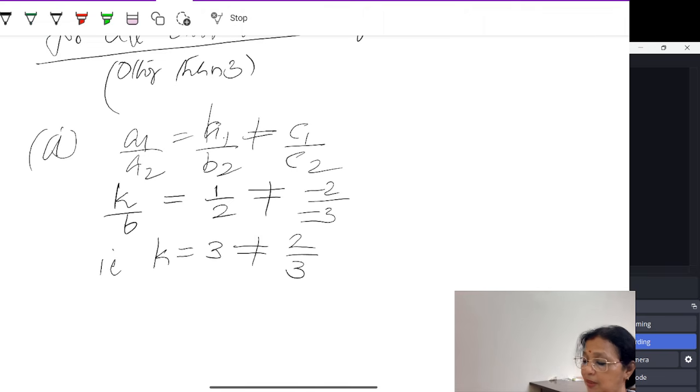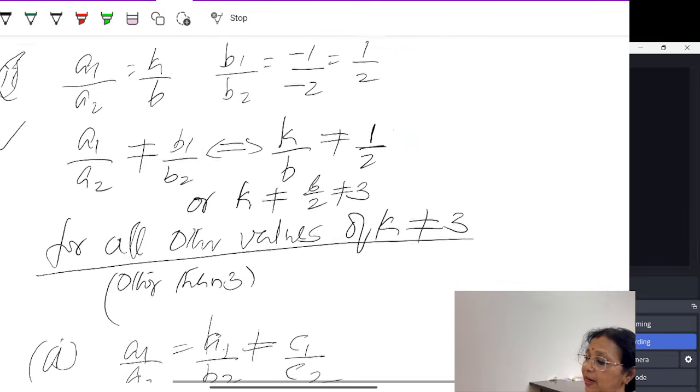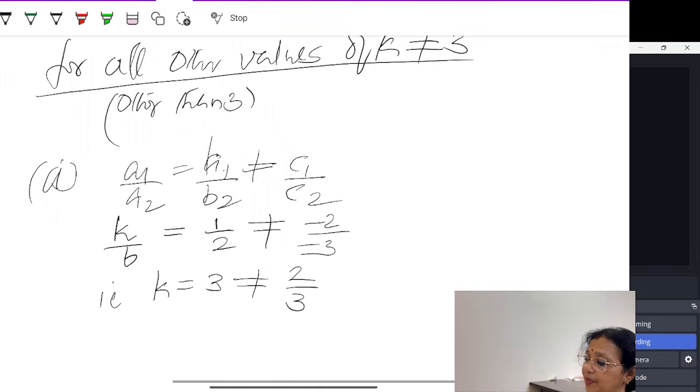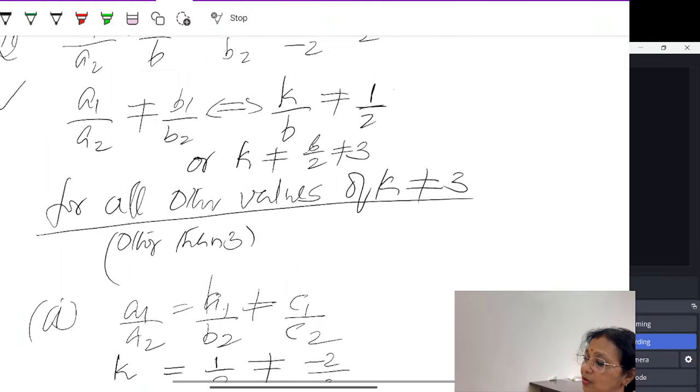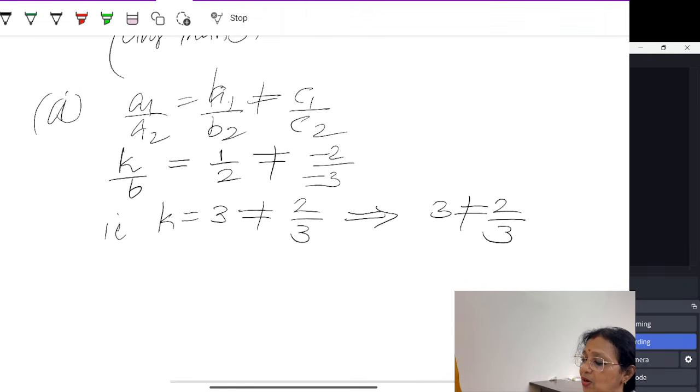That means k equal to 3 is the solution. For the value of k equal to 3, the system has no solution. And 3 not equal to 2 by 3 is clear. That means there is no solution for the value of k equal to 3.